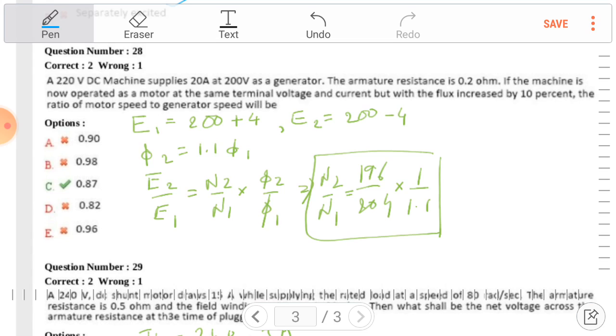In next question, a 220 volt DC machine supplies 20 ampere at 200 volt as a generator. So first case is generator, armature resistance is 0.2 ohm and the current is 20 ampere, terminal voltage is 200 volt. So for generator E1 is 200 plus IR drop.